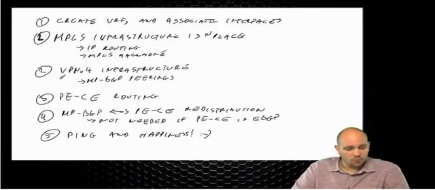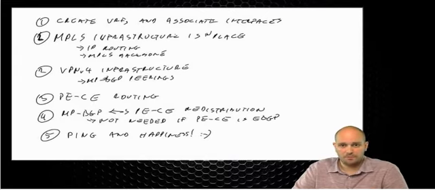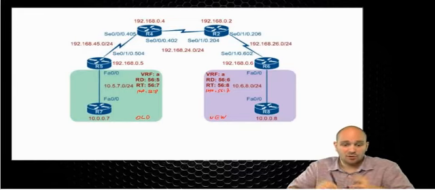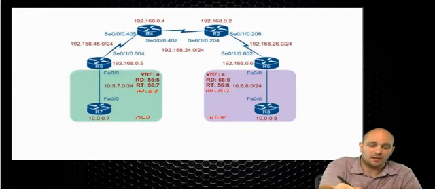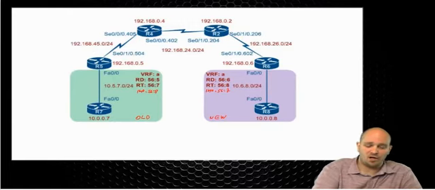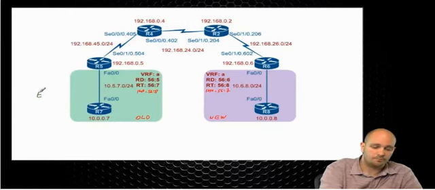At this point, we are done with our VPNv4 infrastructure. We have configured MP-BGP peerings. There are no routes carried, but that's okay because there are no routes being advertised. Now we need PE-CE routing. So let's configure some PE-CE routing. Here, between R5 and R7, let's run, for example, EIGRP. So this is going to be EIGRP 57.